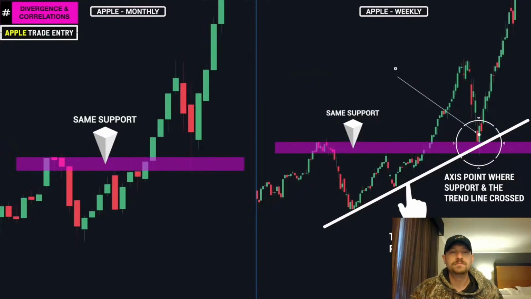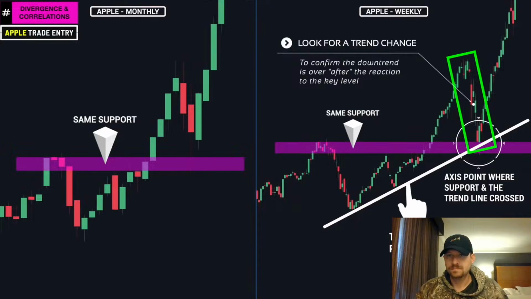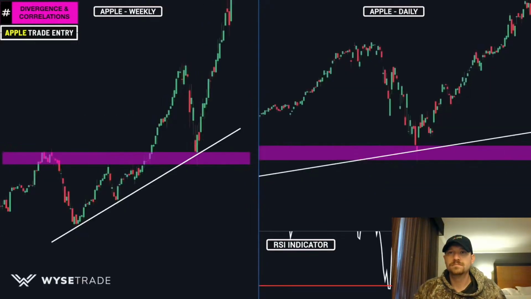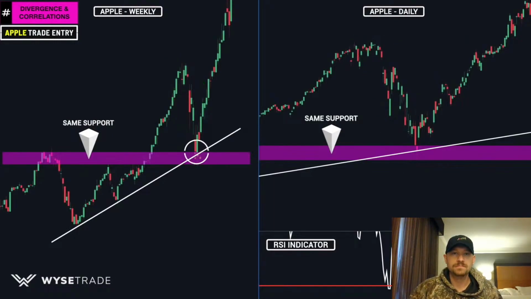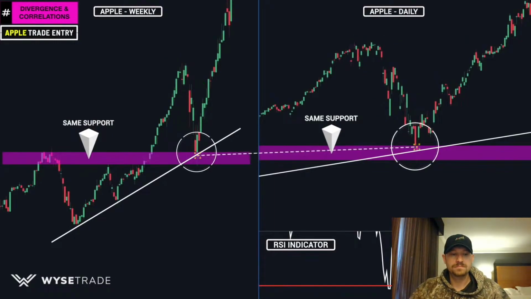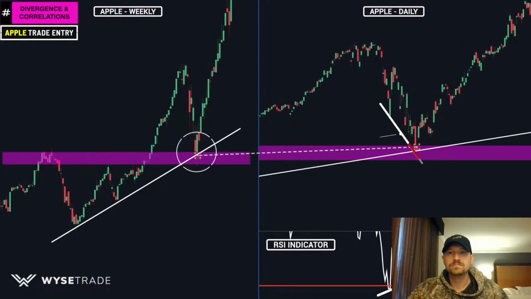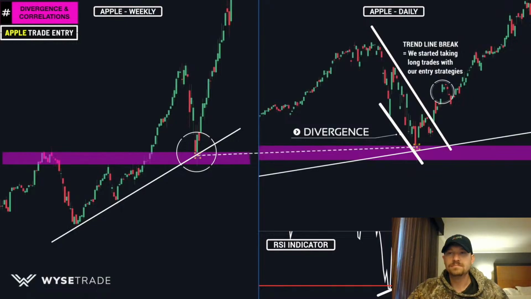So both the weekly and monthly are confluent, but we need to look inside of this downtrend for a trend change in order to confirm it is over. So let's pull up the daily. Same key level, same pullback. This area here is this same area here. Now on the daily, you also had great divergence right at this key level. Trendline placed above, and once you had your breakthrough, you would look for trade entries long through the lower time frames using our entry strategy.